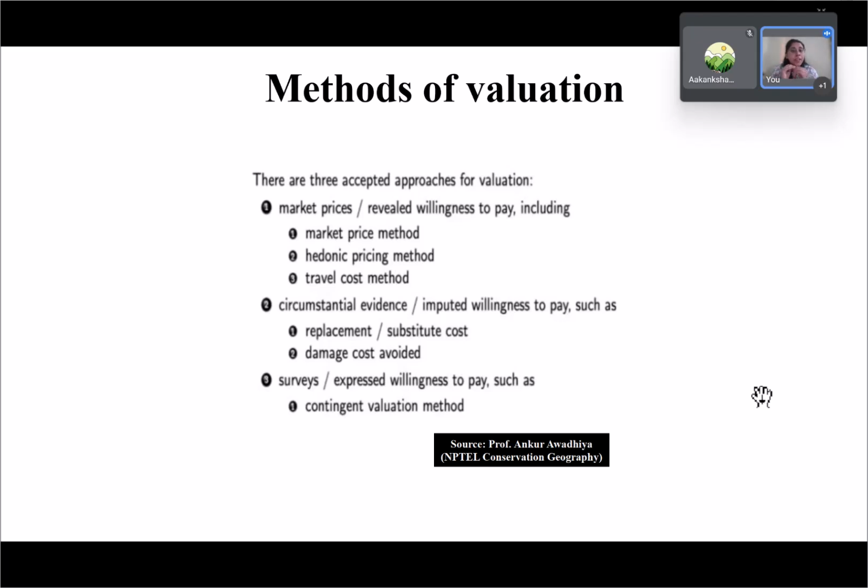Revealed willingness is when you know that this is the money that has to be paid, that's market. Imputed is what could be the payment that I have to make. You're imputing it based on some other information, which is, let's say, replacement or damage cost. That's the amount that you have to pay when you are imagining a different circumstance. So that's why it's circumstantial evidence.